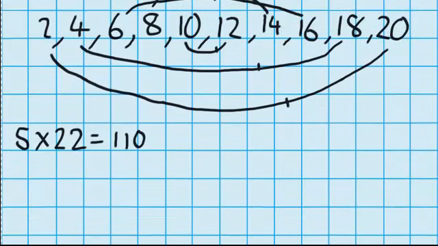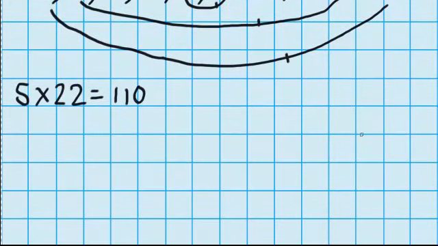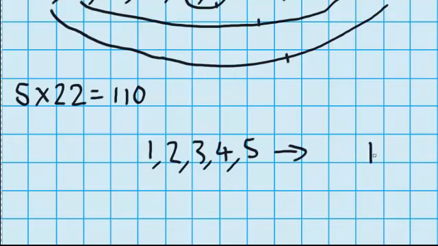Let's try another one. This time let's imagine that a supermarket is launching a new product, and on the first day they only sell 1, and on the second day they sell 2, and on the third day they sell 3. You can see it's getting a little bit more popular every day. On the 4th day they sell 4, 5th day they sell 5, and this pattern continues on up until the 100th day when they sell 100. Now I want to work out how many of this new product they have sold.